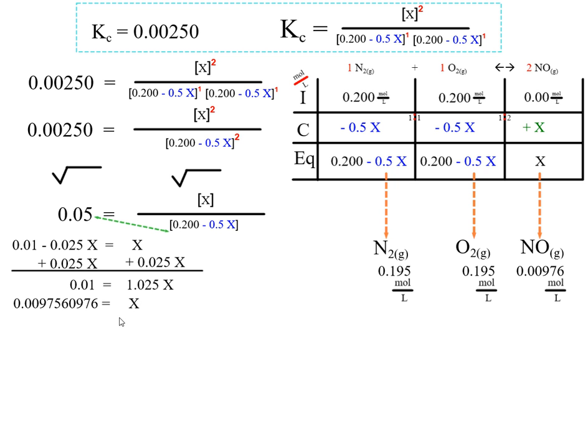Now x in this case is only the answer for the concentration of nitrogen monoxide, okay? But I need to plug x in to find the concentration of nitrogen gas and oxygen gas. Once I've done the substitution, these are now my values. Okay, it's just long, it takes patience, but it's not hard.